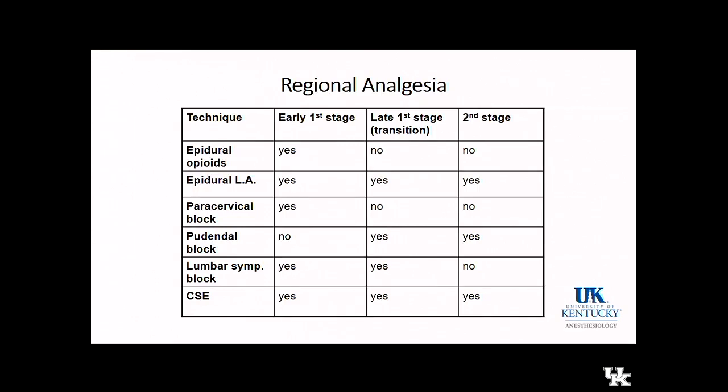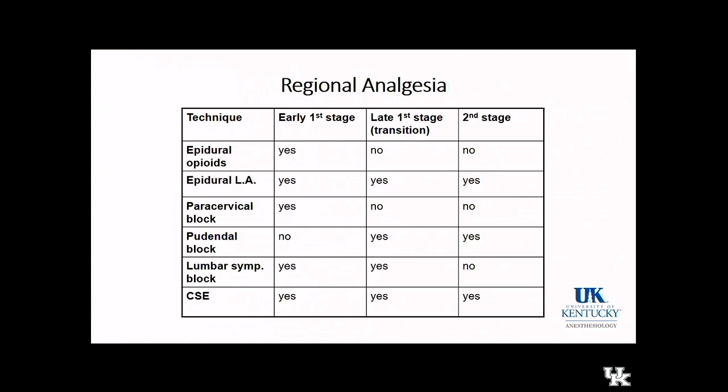So epidural local anesthetics, that's going to take care of everything. Part of why we do epidurals. First stage of labor, both early and late. Second stage. Epidural opioids actually can be effective early in labor, but they're not going to provide effective analgesia later in labor and during the second stage. A paracervical block does take care of the first stage of labor pain, but we generally don't do it because it can cause fetal bradycardia, as I mentioned when we were talking about fetal tracings. A pudendal block is going to take care of that somatic pain, so it can take care of that component of the second stage of labor. A lumbar sympathetic block can take care of the first stage of labor, and just like an epidural, a combined spinal epidural can take care of all stages of labor.